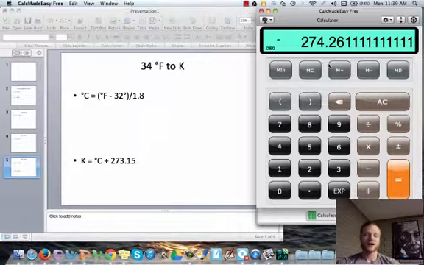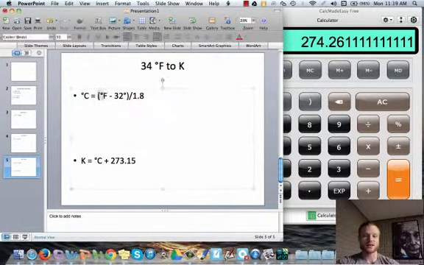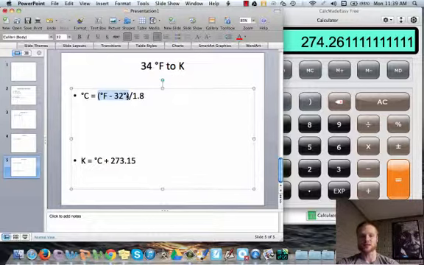And so basically all these problems, you're just running them through your calculator. The biggest issue I could see is that you may forget to put your parentheses in, and that'll give you a different answer, because you have to do that subtraction first before you can divide by 1.8. So just make sure you're doing that, but otherwise this shouldn't be too bad.